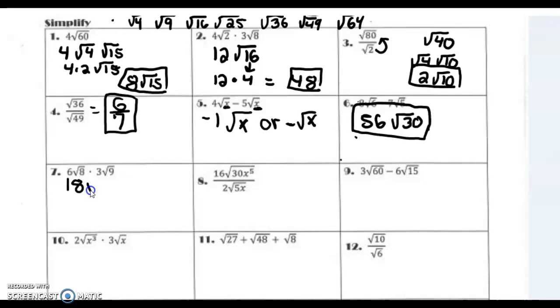8 times 9 is 72. Okay, I'm going to break down 72. Now, 72, pretty big number. 36 goes into it 2 times. So that would be 36 and 2, 18, right? The 36 comes out as a 6, right? So 8 times 6 would be 108 radical 2.